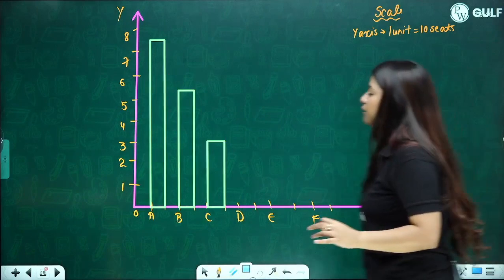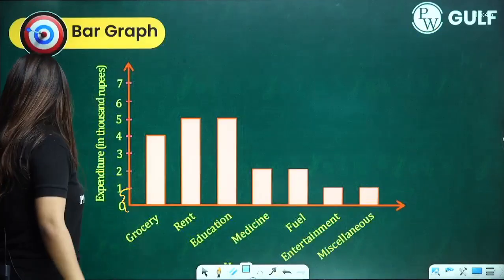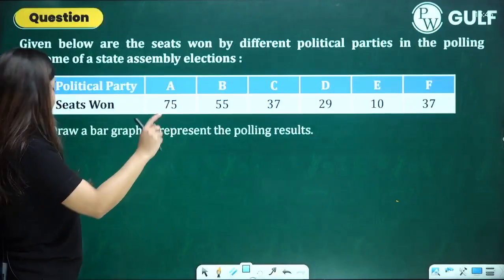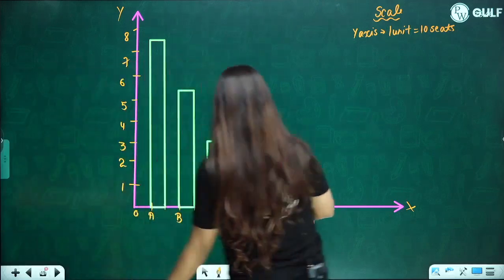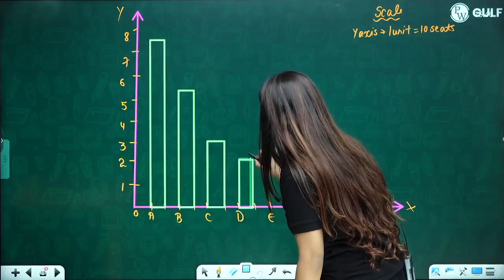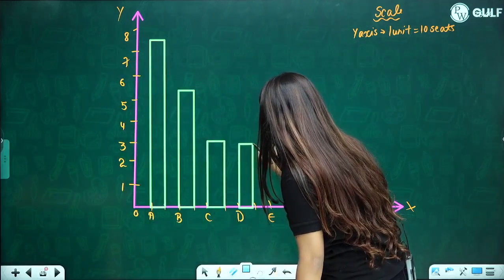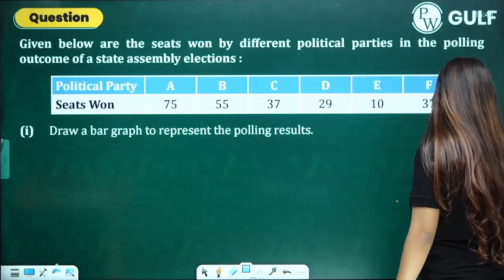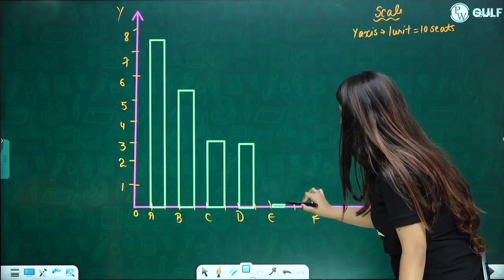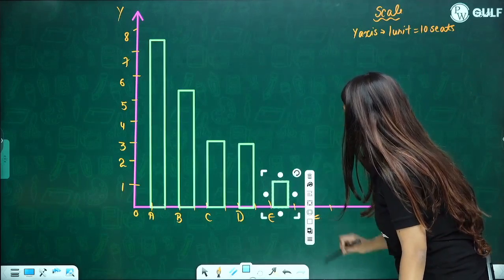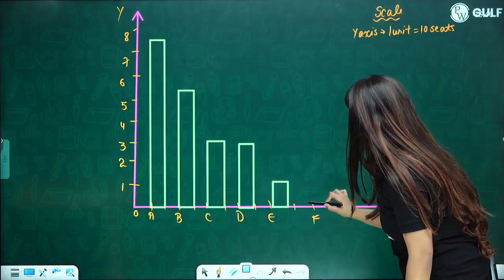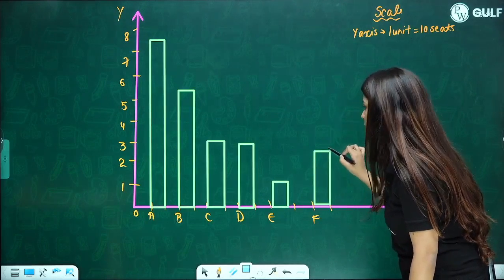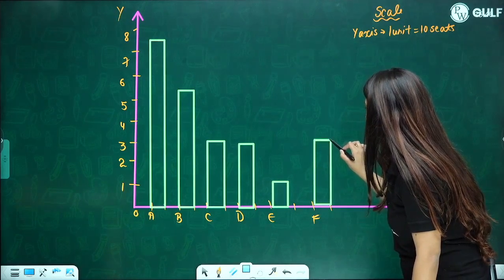The next thing that we have is D, E and F. So D got 29, E got 10 and F got 37, right? 29 will be, students, somewhere below 30, just under 30. After 29 we have 10 and 37. So 10 is very simple to draw, it is just 1 unit. Then we have F as 37, so we can draw it as 37.